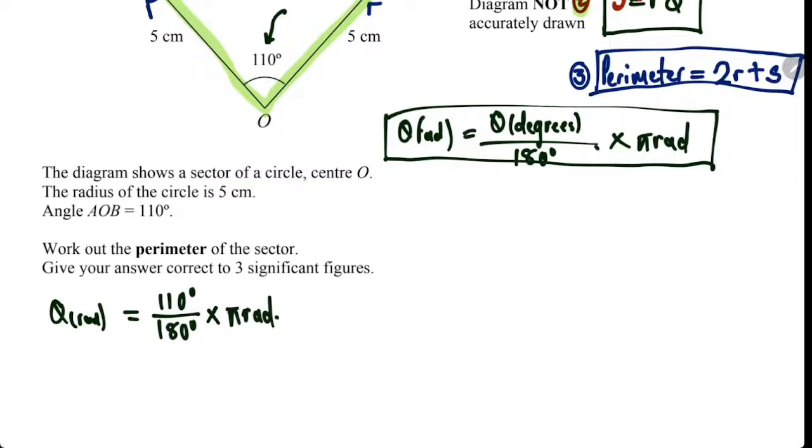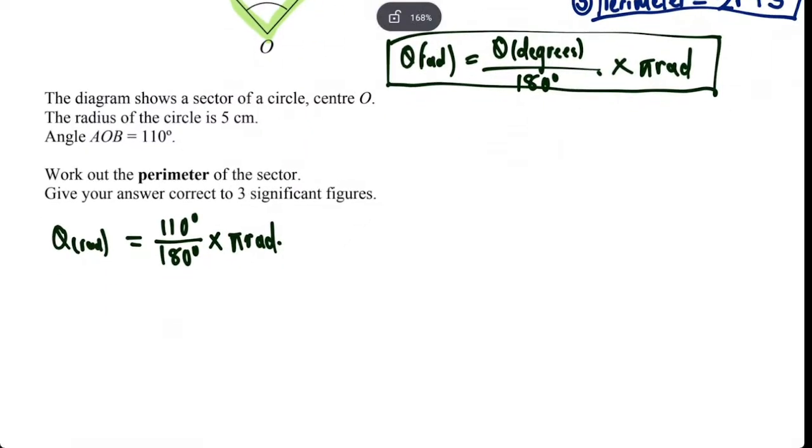You then multiply by pi rad. So now, what do you get when you do this? Can somebody punch it? What is 110 divided by 180? What do you get when you say 110 divided by 180?